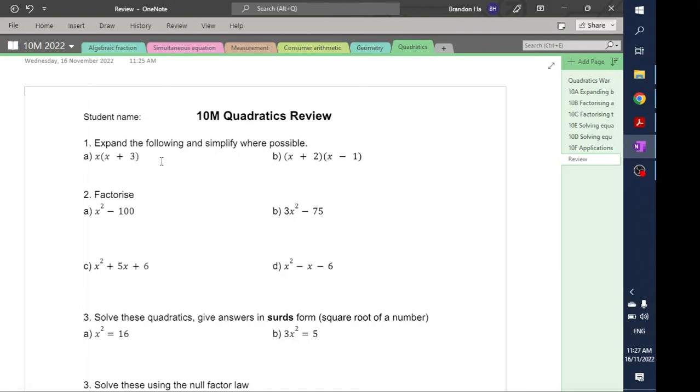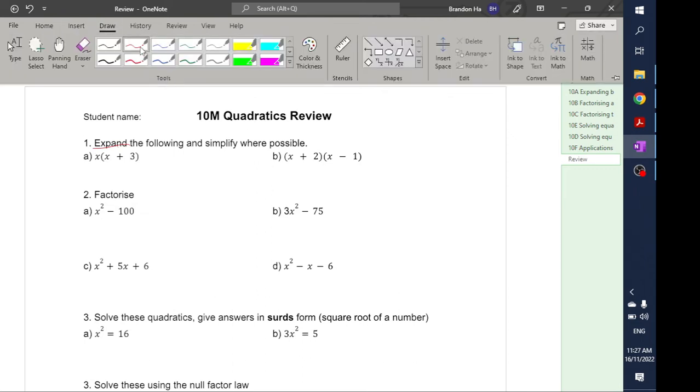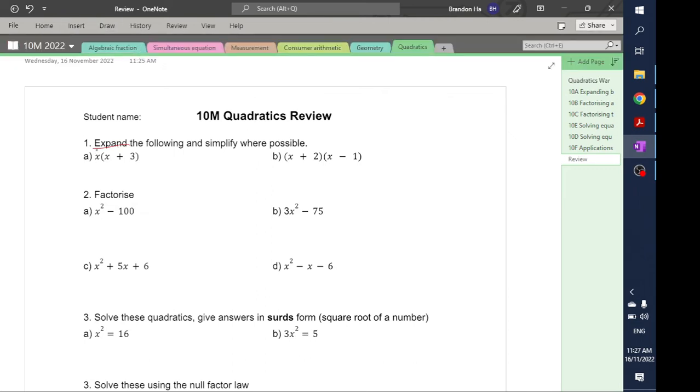Okay, first thing, expand the following. What's the meaning of that word? It means that we get rid of the brackets. All right, so we need to draw lines. So first thing here, x squared plus 3x.